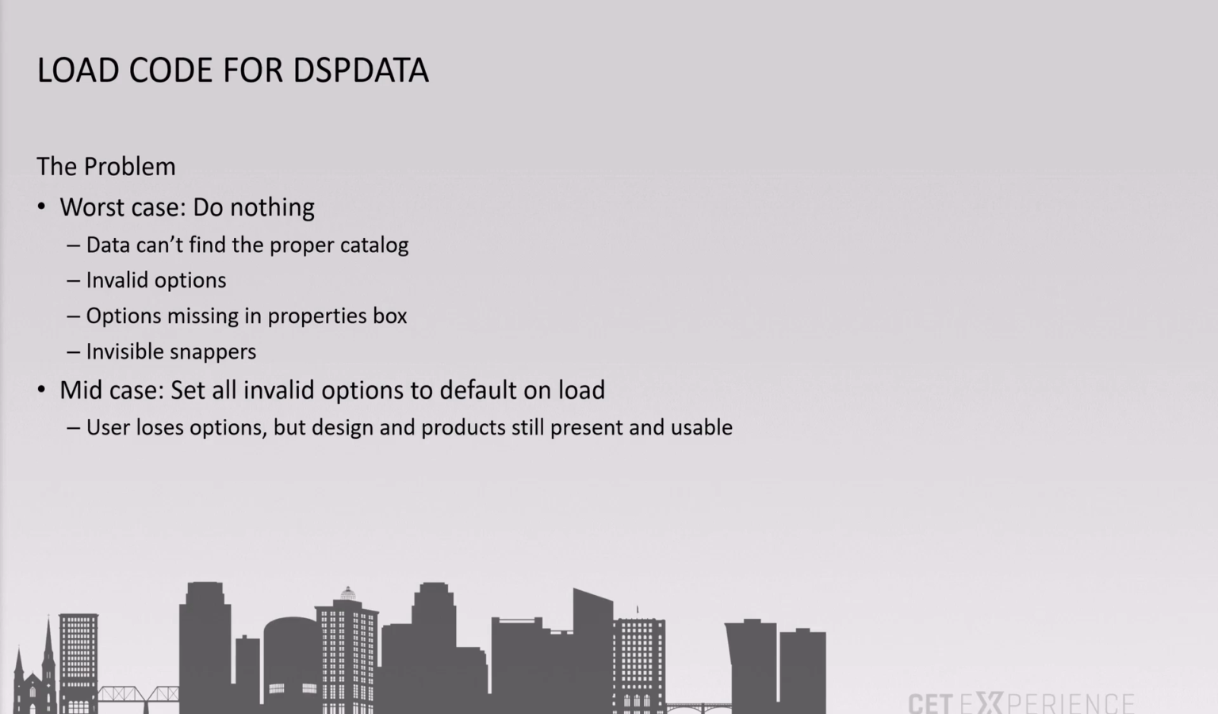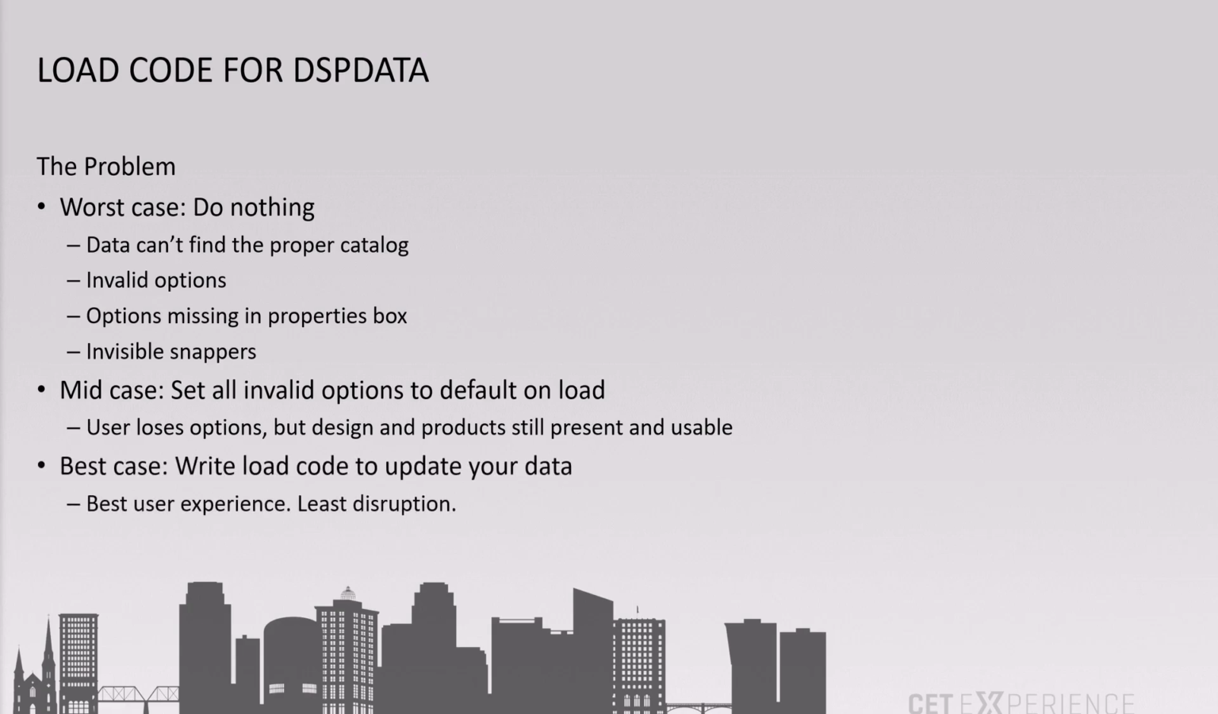In the meh case, one of the things we can do is basically check every single piece of data on load from your extension and your snappers, and then check all of its options and find any that are invalid, and if any are invalid, just set them to defaults. The user risks losing options in this case, but at least their drawing is stable, and the products are still there, and they can get going right away. Data loss and information loss isn't enjoyable, and it's not a good user experience, but at least they can start working. Which leads us to our best case.